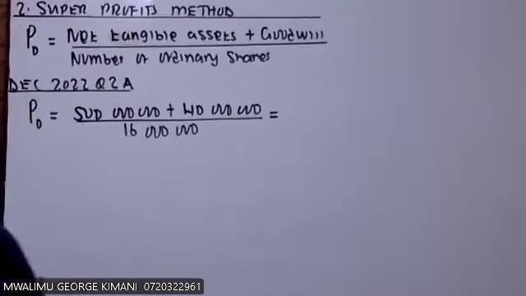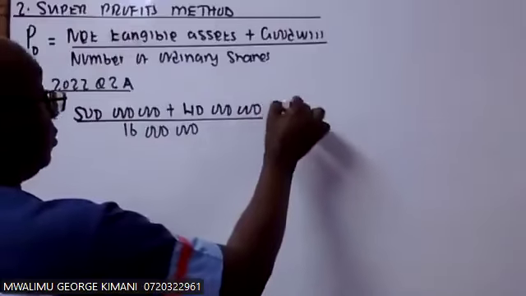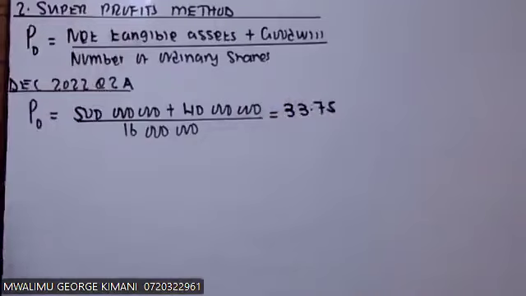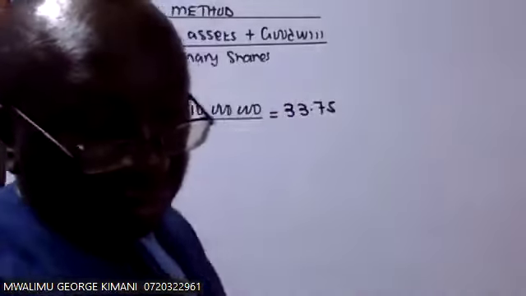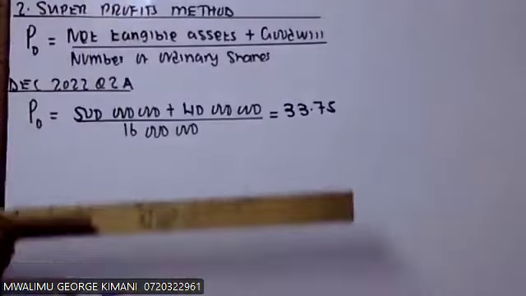See one answer. The others were your answers. That 3.75. So if we are taught to value shares using that method, the super profits method, that's the way to go.